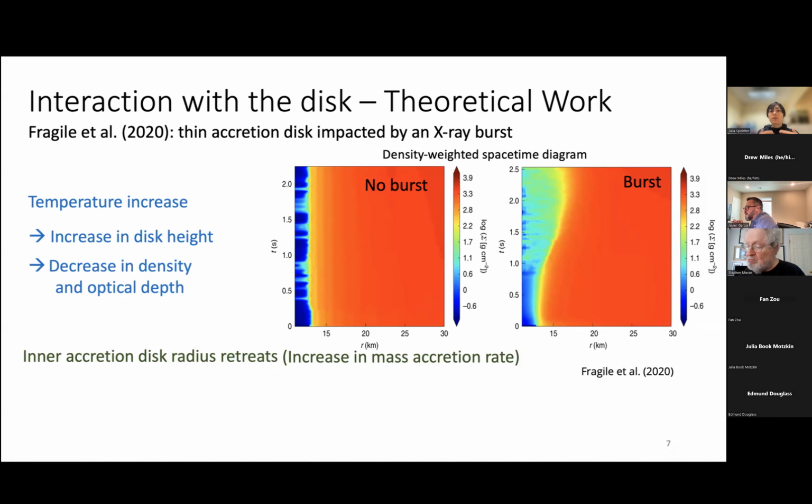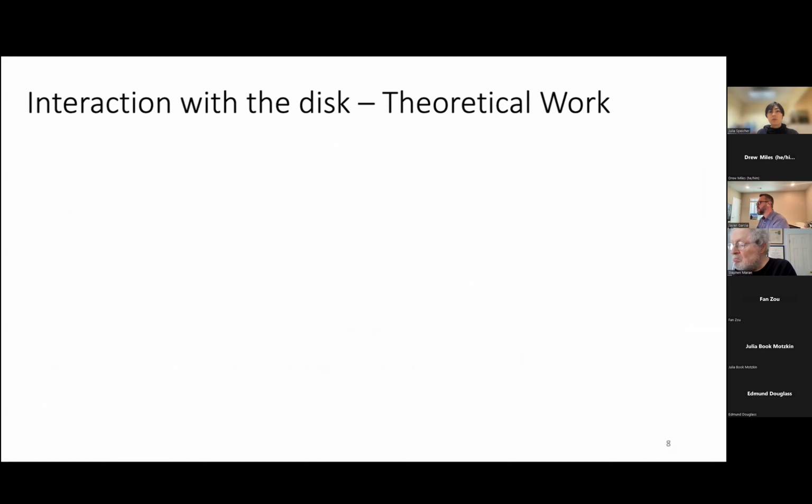As was the case for the simulation with the corona that I already mentioned, this simulation does not output what the observational consequences of this disk-burst interaction will be. And this is something that we studied in 2022. Specifically, we were interested in how the reflection spectrum evolves during the burst. For that, we used the simulation data from the simulation I mentioned on the previous slide.